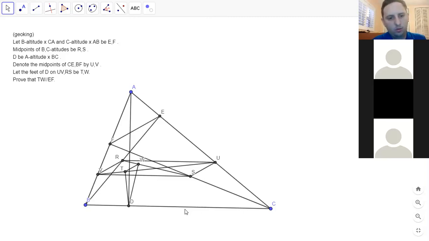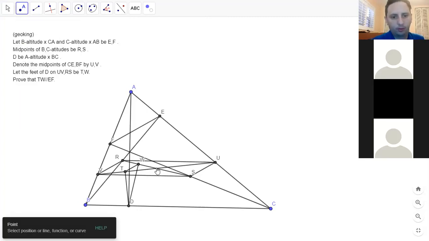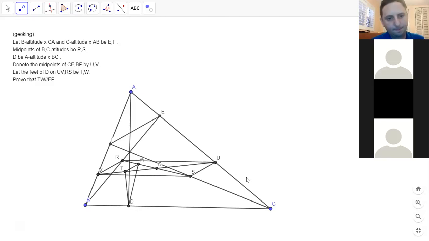Oh, we need to prove that TW is parallel to VR, which is parallel to SU. Okay, so yeah, it's parallel to both of those. And then those are, of course, parallel to EF because they're midlines. So we just have some ratios, I think. Okay. So here's the center of that parallelogram.